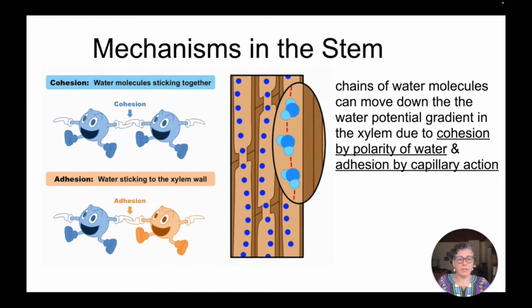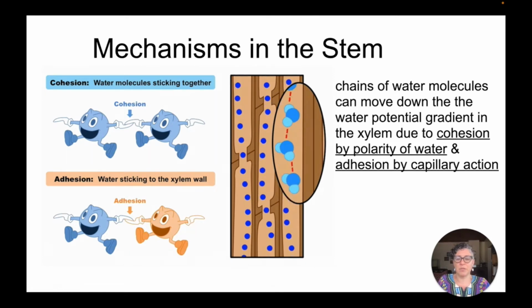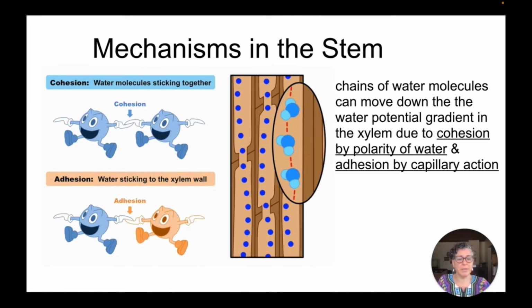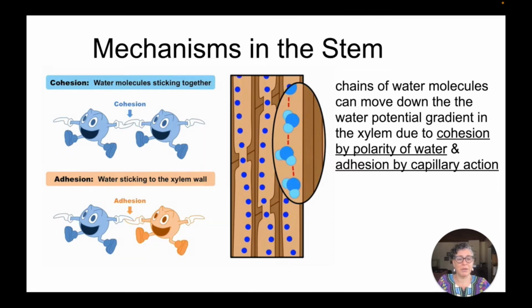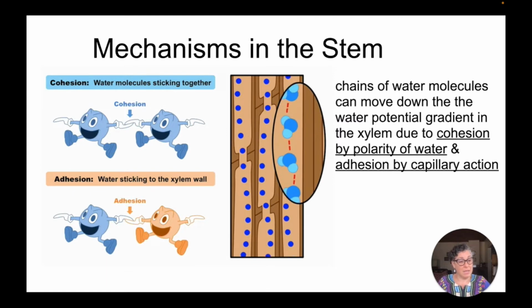And there was a video where I talked about why water is a polar molecule and what polarity is. So you can go back and check for that. I'm not going to explain it here. And adhesion, which is that water molecules stick to the wall of the xylem itself, and this is called capillary action. Capillaries are very small tubes, and so water molecules are going to stick to the edge of the tube, and when they do that, they actually move upwards a little bit due to the sticky nature of adhesion.